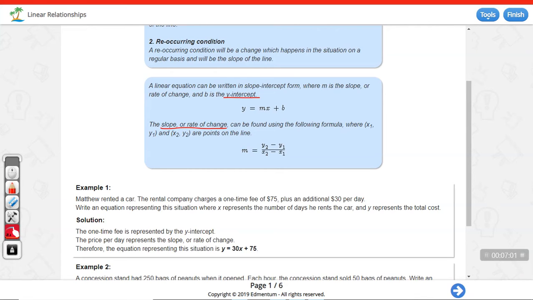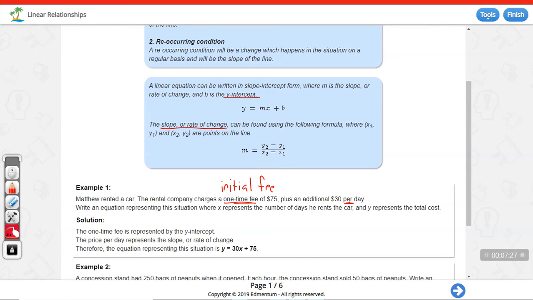Matthew rented a car. The rental company charges a one-time fee of $75. One-time fee. That sounds like an initial fee or a starting point. Good. Plus an additional $30 per day. Per. That right there tells you it's a rate. $30 per day. Write an equation to represent this situation where x represents the number of days he rents the car and y represents the total cost.